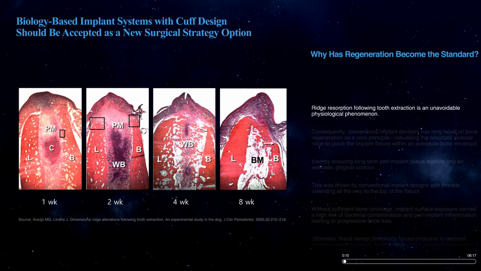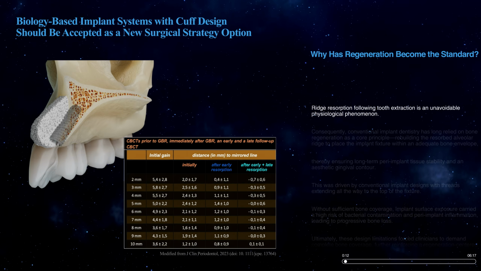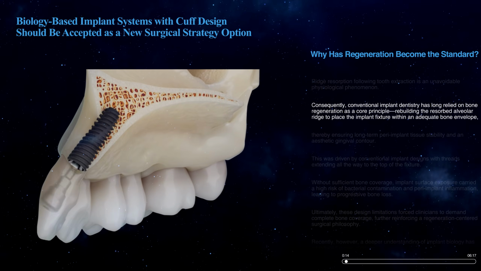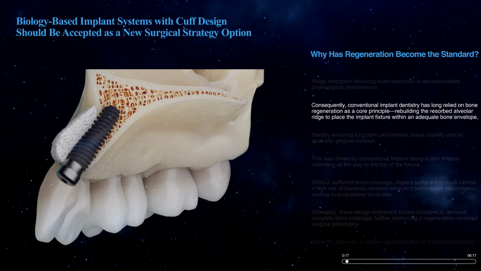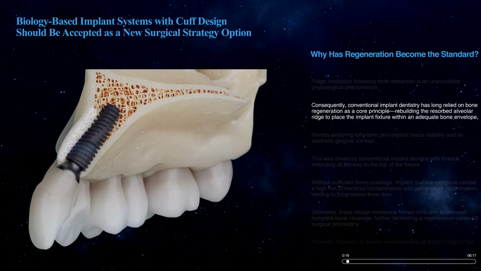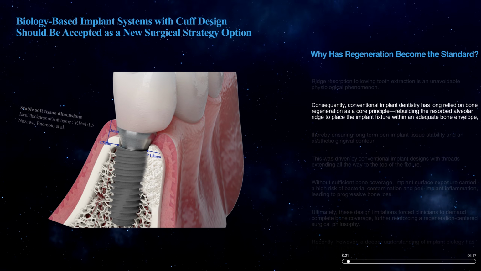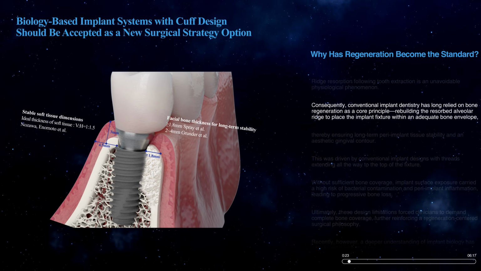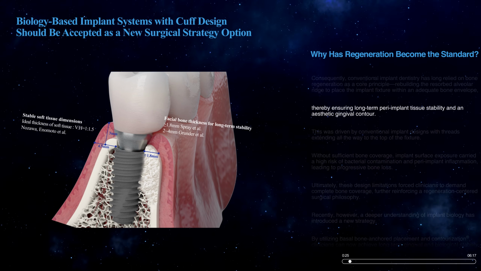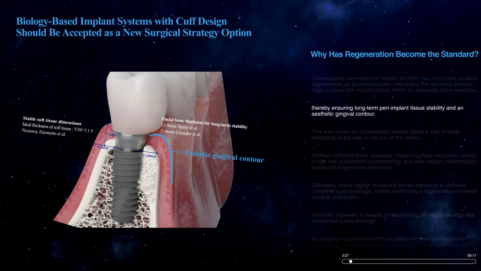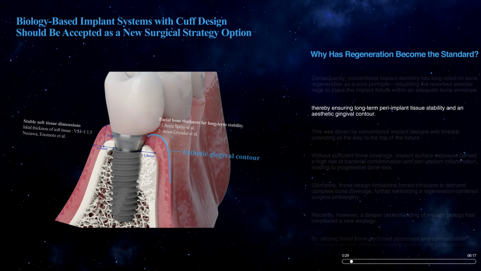Ridge resorption following tooth extraction is an unavoidable physiological phenomenon. Consequently, conventional implant dentistry has long relied on bone regeneration as a core principle, rebuilding the resorbed alveolar ridge to place the implant fixture within an adequate bone envelope, thereby ensuring long-term peri-implant tissue stability and an aesthetic gingival contour.